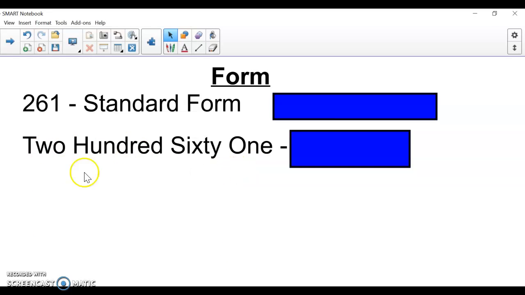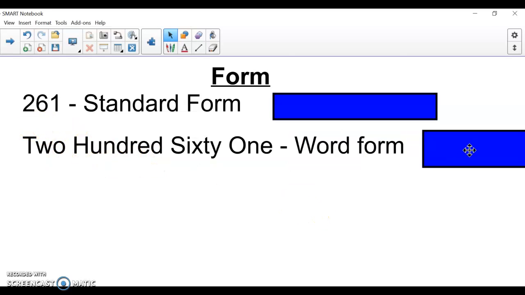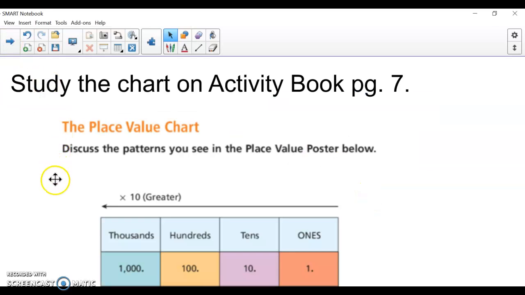The name for this isn't too complex, but it's the exact same number. It's written out in words and spelled out instead of using numbers, so we just call that word form, right? Pretty clever name, huh? Now I want you to go to page 7.